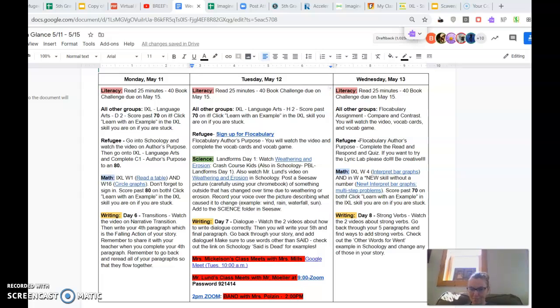Math, you guys are going to go back into your IXL 4 and in W, a new skill with numbers. It says interpret bar graphs and multi-step problems. And you just need to get us to a 70 on those.